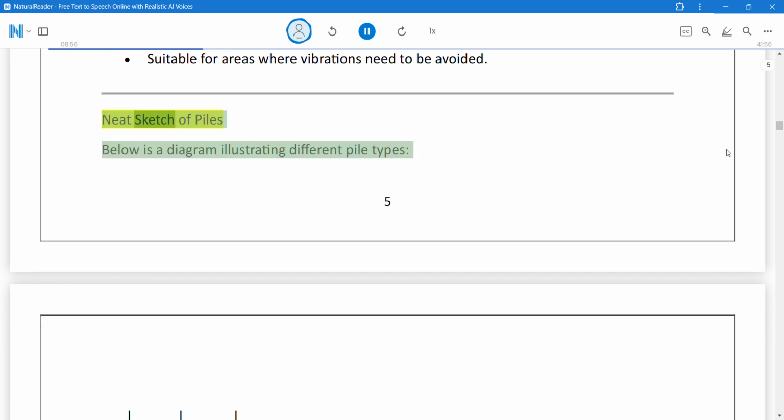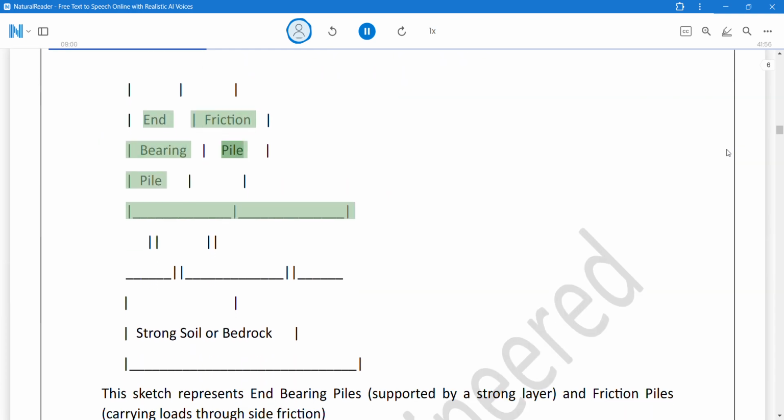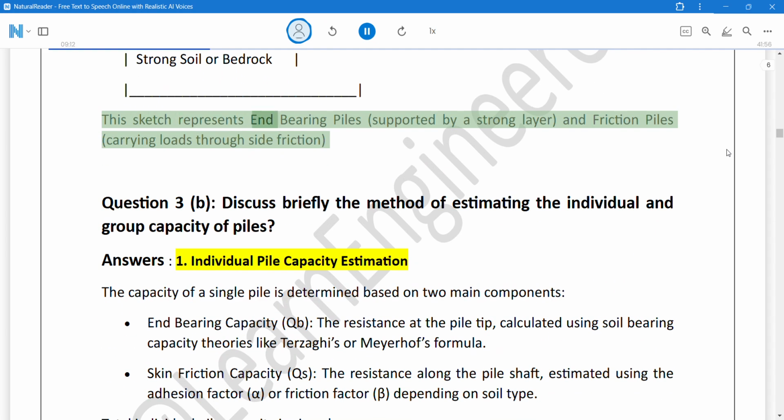Neat sketch of piles. Below is a diagram illustrating different pile types. End friction bearing pile. Strong soil or bedrock. This sketch represents end-bearing piles and friction piles.